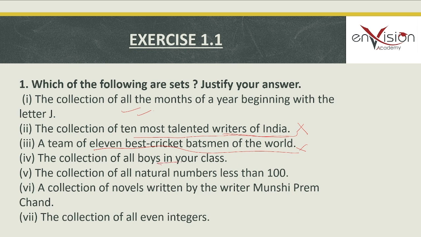The collection of all the boys in your class. Now here it is written in your class. You know about your class, you can write the collection of all the boys of your class. So it is a well-defined set. The collection of all the natural numbers less than 100. Definitely we can write this. This is also a set. A collection of novels written by writer Munshi Premchand. Now they have specified that आपको वही novels की collection लेनी है that are written by Munshi Premchand. So this is definitely a well-defined set. The collection of all the even integers is also a well-defined set. We can write the even integers. So I hope it is clear to you.